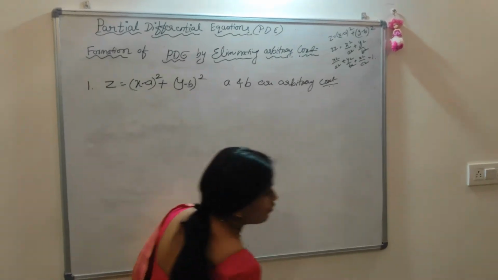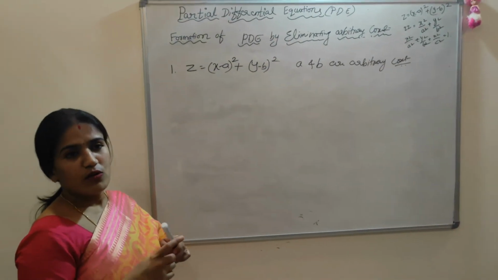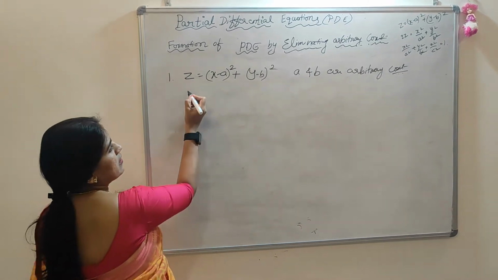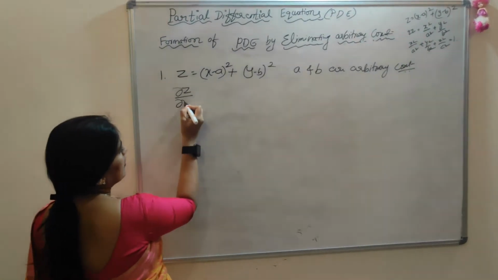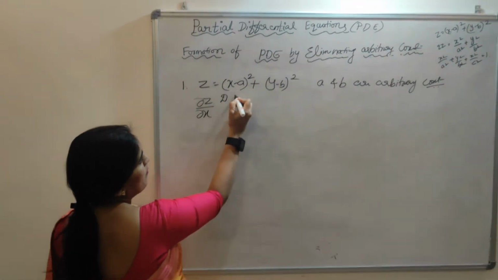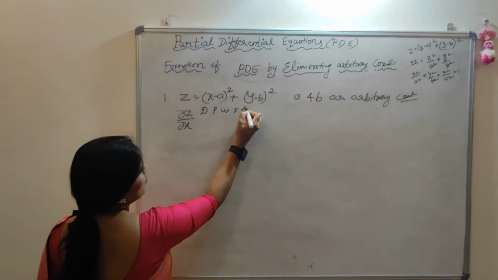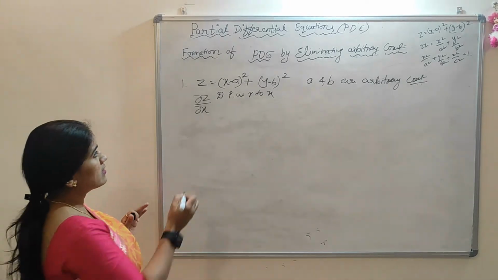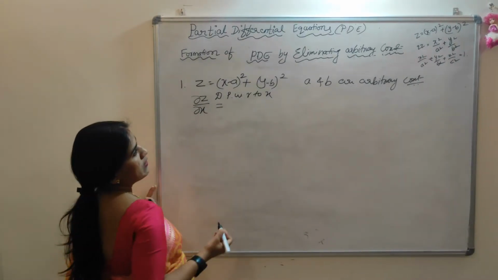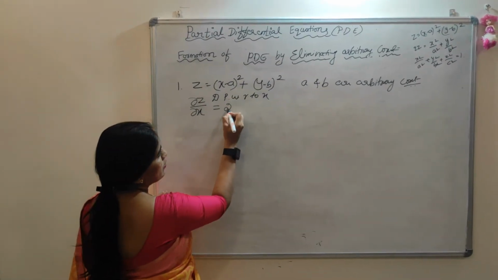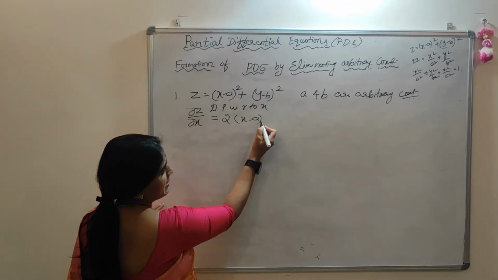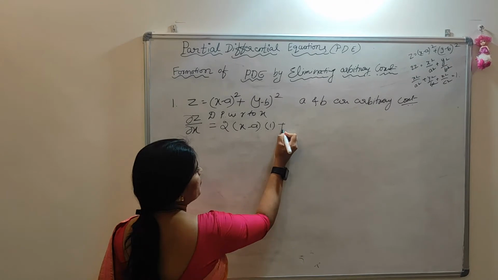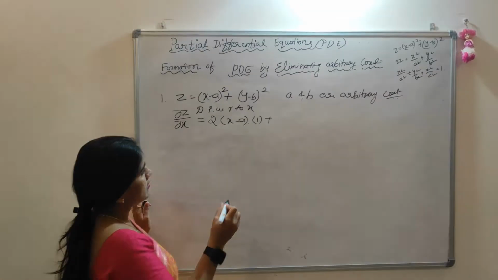When the function has only two arbitrary constants, it means only first order partial derivatives are sufficient. So here, differentiating partially with respect to x, dou z by dou x is equal to 2 of x minus a into x differentiation, which is 1, plus b is already an arbitrary constant.